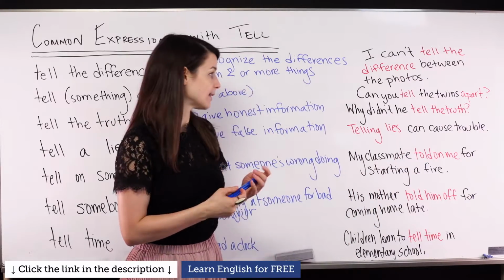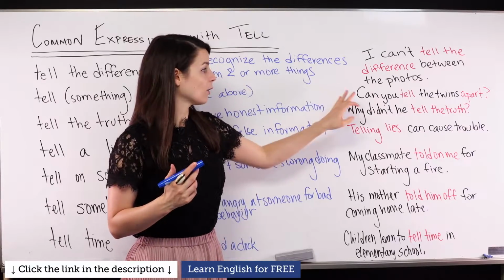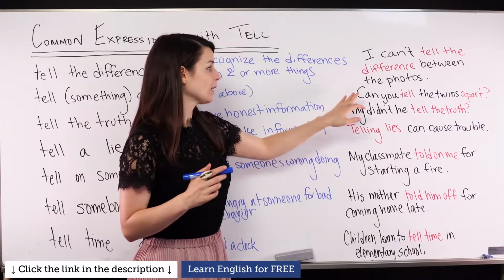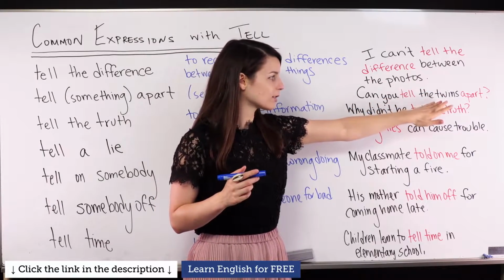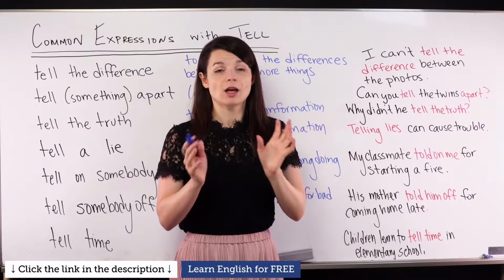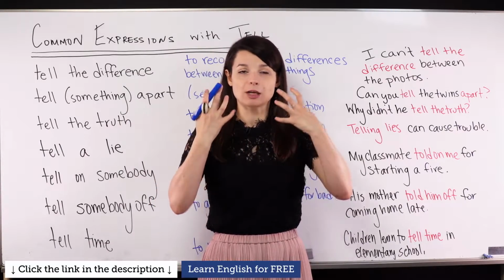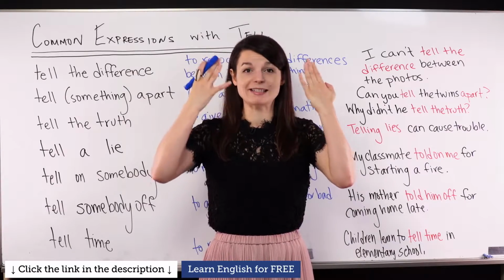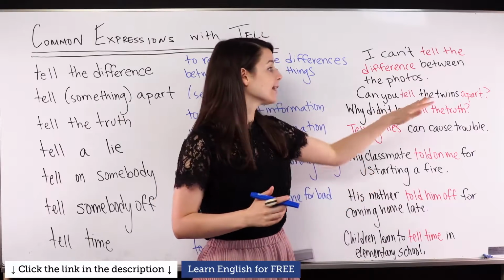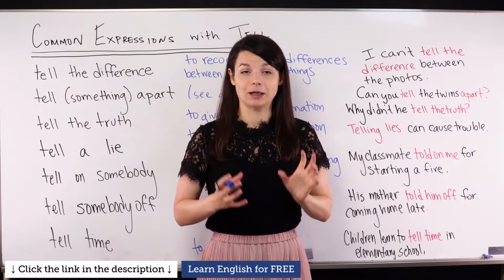In an example sentence, can you tell the twins apart? So this is phrased as a question. Here we see tell followed by the twins. So in this case, a twin is used. The twins refers to two people who have the same genetic makeup, which means they are two people sometimes who have the same appearance. In this case, it's probably two siblings that have the same appearance.